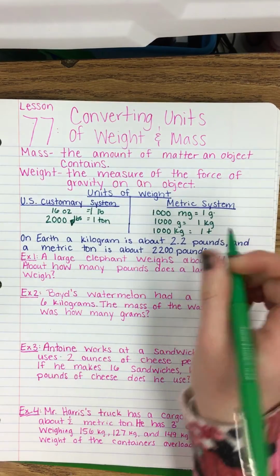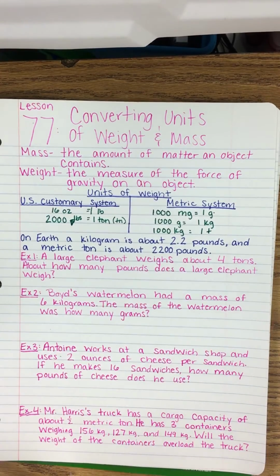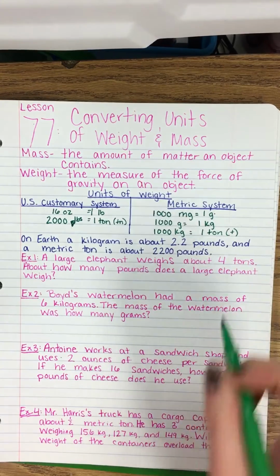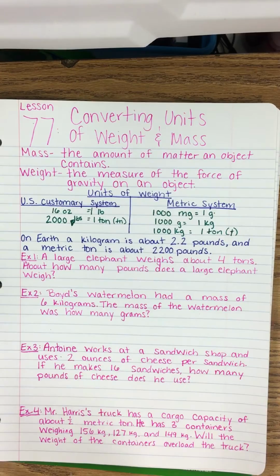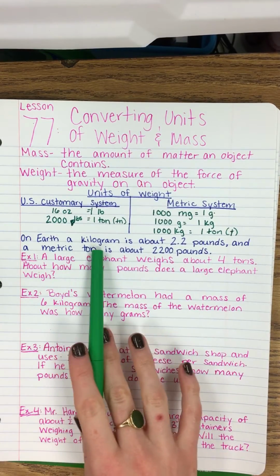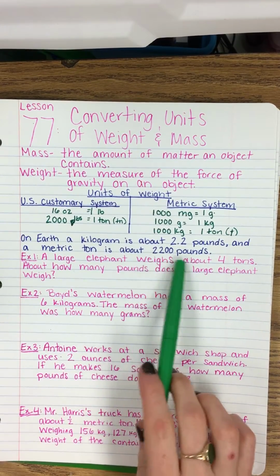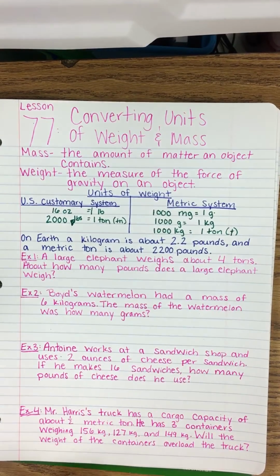A metric ton. So this abbreviation is TN, but that's the U.S. customary abbreviation for ton. And then this abbreviation, that is not a plus sign, that's a T. The metric system's abbreviation for ton is a T, because a ton in each one is different. A kilogram is about 2.2 pounds, and a metric ton is about 2,200 pounds. So a metric ton and a U.S. customary ton are about 200 pounds different.